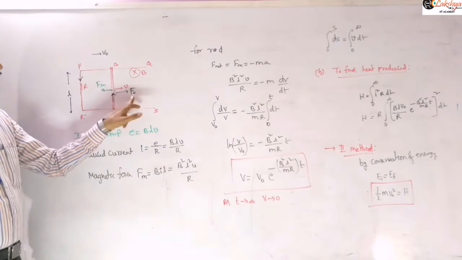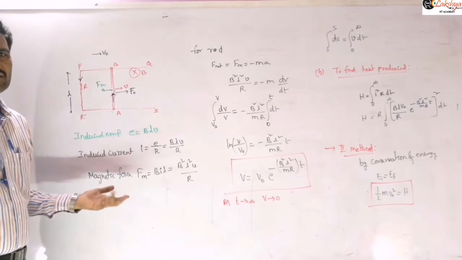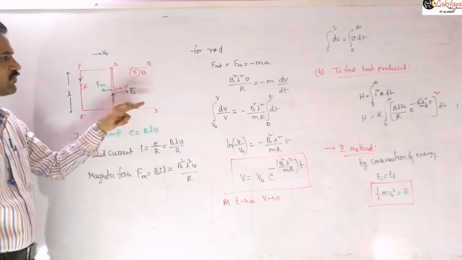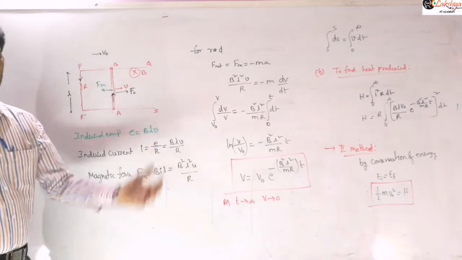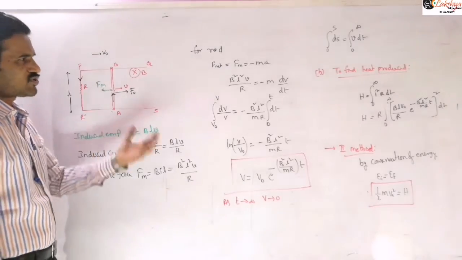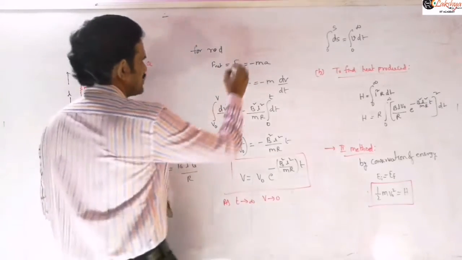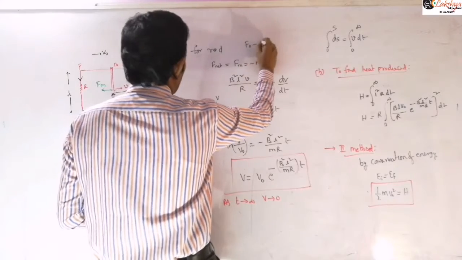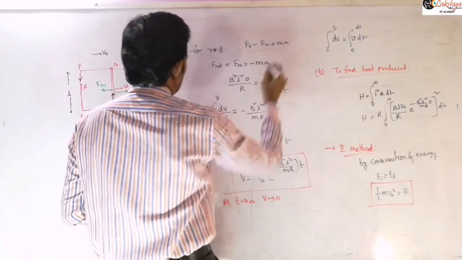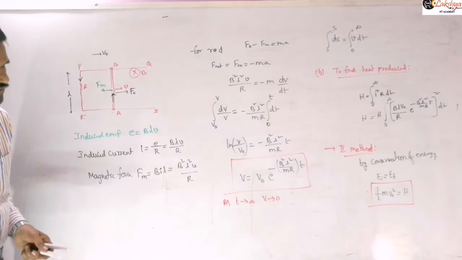Initially the force may be greater, so you take positive acceleration. After a certain time you may get retardation. Initially positive acceleration will be there, and finally you will get the terminal velocity. So you need to write this equation as F naught minus Fm is equal to ma. I am mentioning that problem and giving it as work for you.